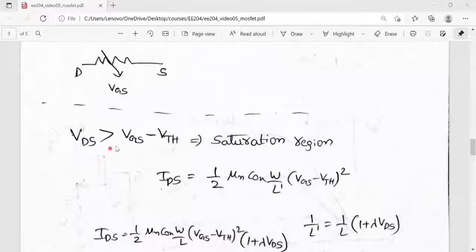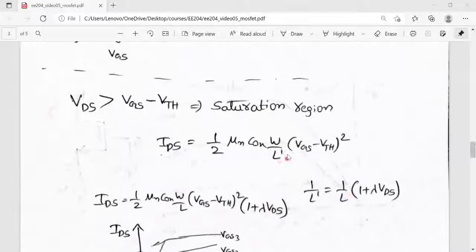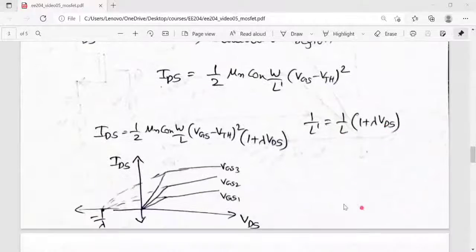When VDS is greater than VGS minus VTH, this region is known as saturation region. IDS is given by this formula. Here in the denominator, we will take L dash. 1 by L dash is equal to 1 plus lambda VDS by L. Same as BJT, we will get this as a straight line which converges at negative point of VDS.